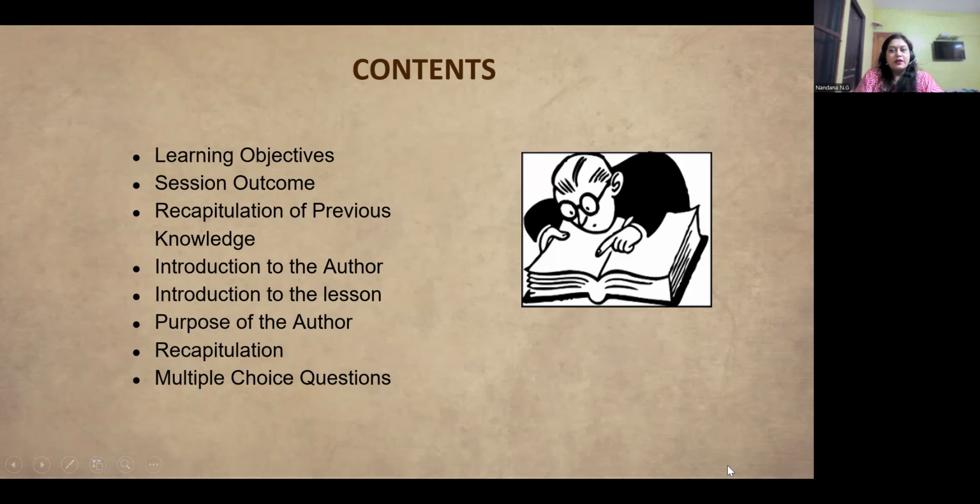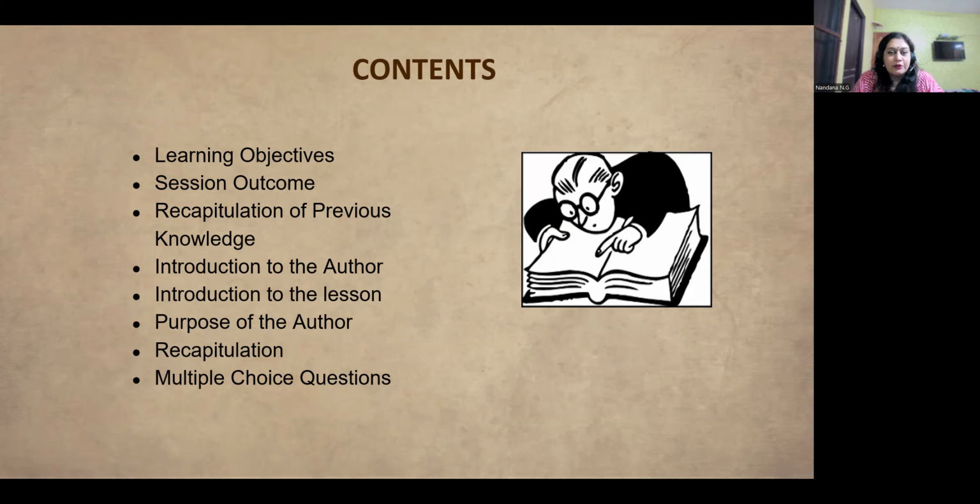Let us have a look at the contents. I shall be going in this order. First comes the learning objectives. Learning objectives refer to the things that we can look forward to through the course of this session. Session outcomes relate to whether we have met the objectives, whether the learning objectives have been accomplished. That we shall get to see at the end of the session.